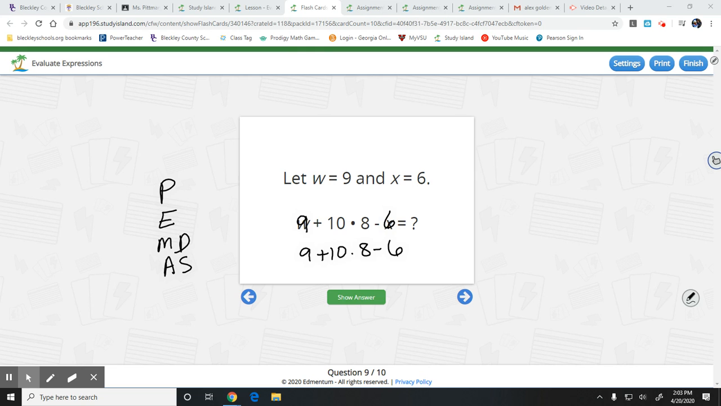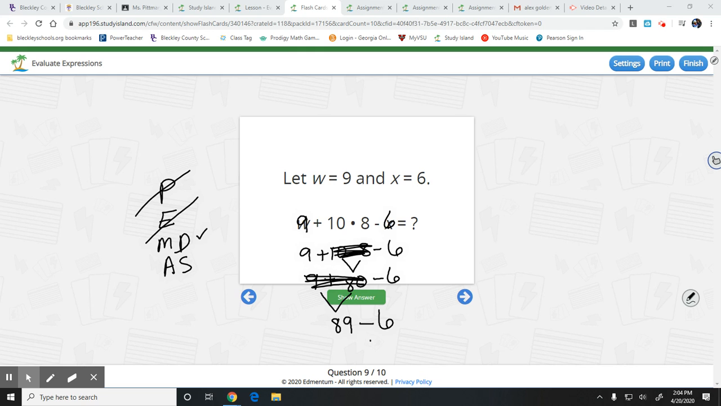Order of operations, do I have any parentheses? No. Do I have any exponents? No. Do I have multiplication? Yes. 10 times 8, which gives me 80. I've combined 10 times 8, and so I don't have this anymore. And so I've got to bring down the rest. I don't have any more multiplication or division, so I'm done with that step. My next step is going to be addition and subtraction. I'm going to work from left to right. So 9 plus 80 is going to give me 89. Combine 9 and 80, so we're done with this, and so we have to bring down our 6.